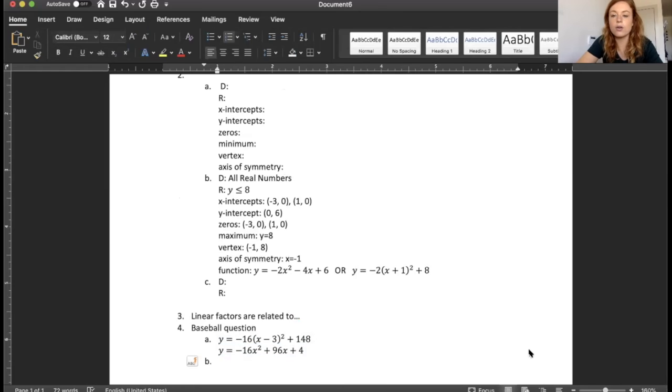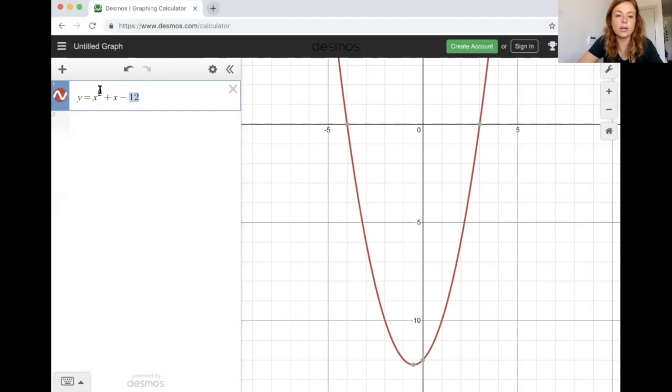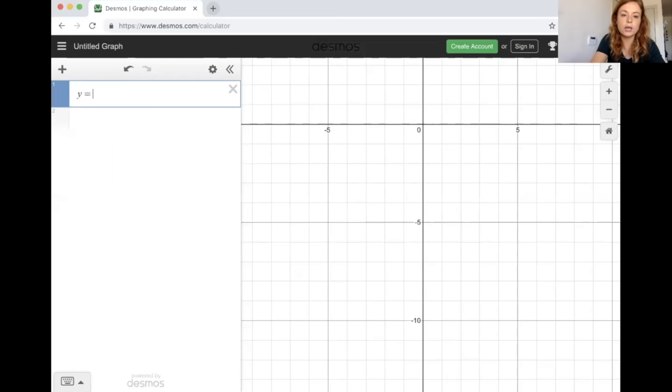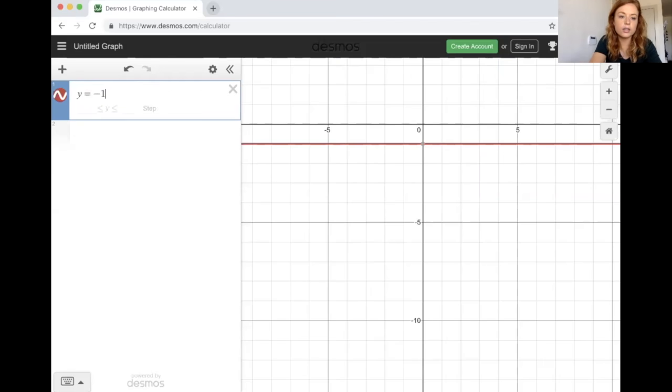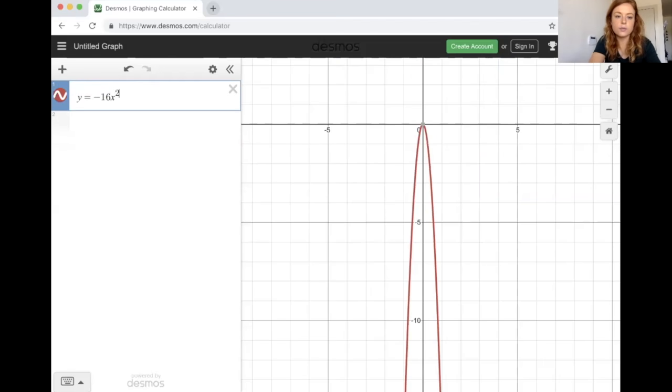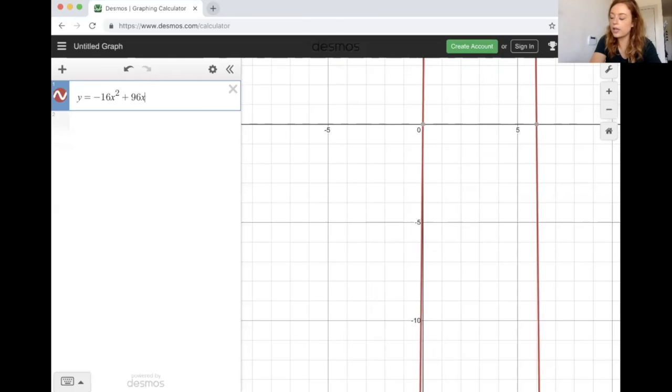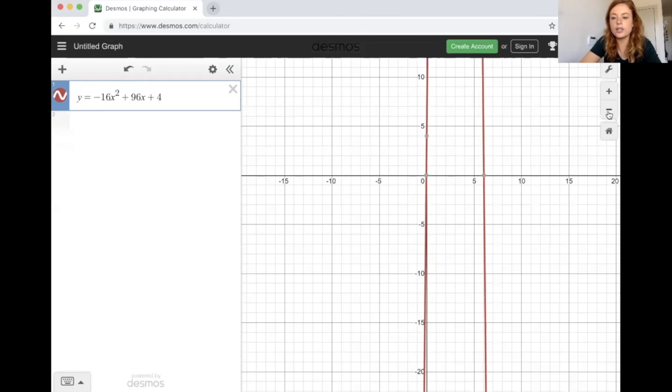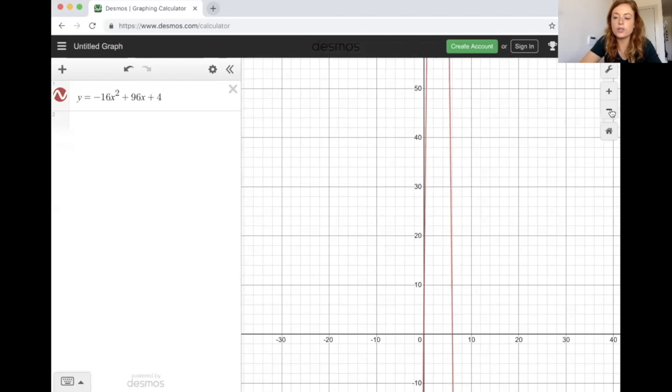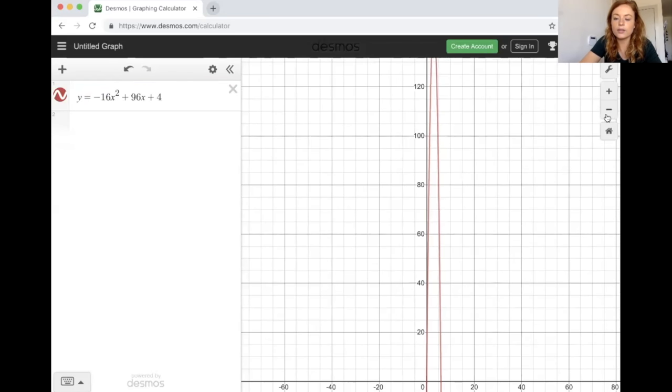Okay, so we're gonna go over to Desmos and we're gonna type in that equation. It doesn't matter which one we type in, but let's just go with the standard form because this is the one we just did. We just did all that hard work. Negative 16x squared plus 96x plus 4. Okay, so on Desmos, we have little zoom in and zoom out buttons. So you can zoom and then drag, okay?